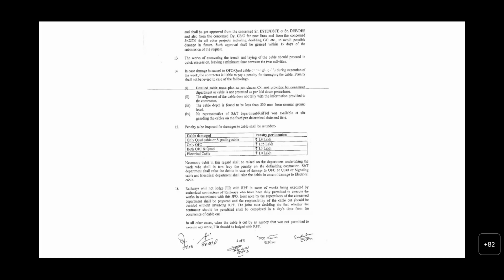In all cases, when the cable is cut by an agency that was not permitted to execute any work, an FIR should be lodged with RPF.